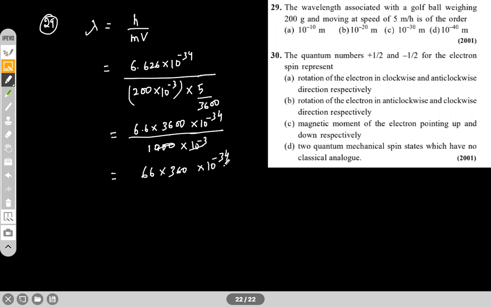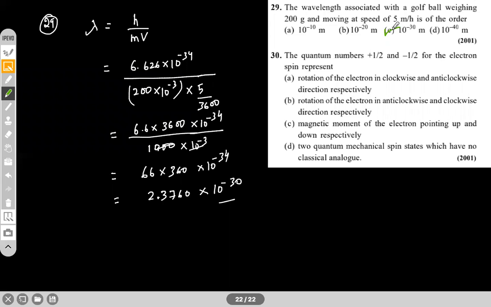So we have 66 into 360, 2376. So we are getting it as 23760 into 10 to the power minus 30. Okay, so fine. So we'll write down the point here. 40 will come down, 10 to the power minus 30. So the answer would be 10 to the power minus 30, option C, in this order we get it as.